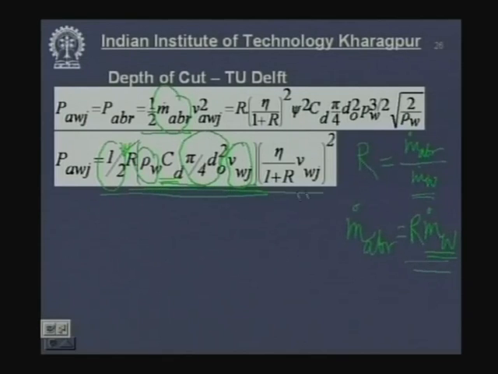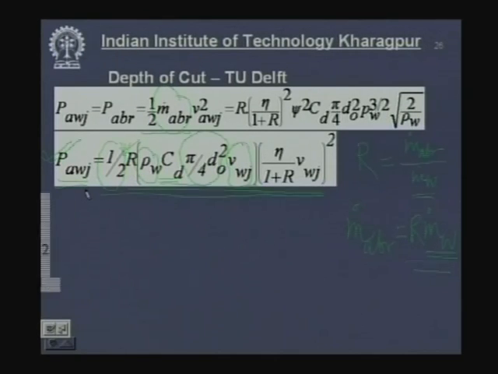VAWJ, already we have derived this equation. So, this is nothing but eta by 1 plus R into VWJ square. This was in a different form, but this is a very small derivation which you can always incorporate. So, at this stage I can derive what this is.